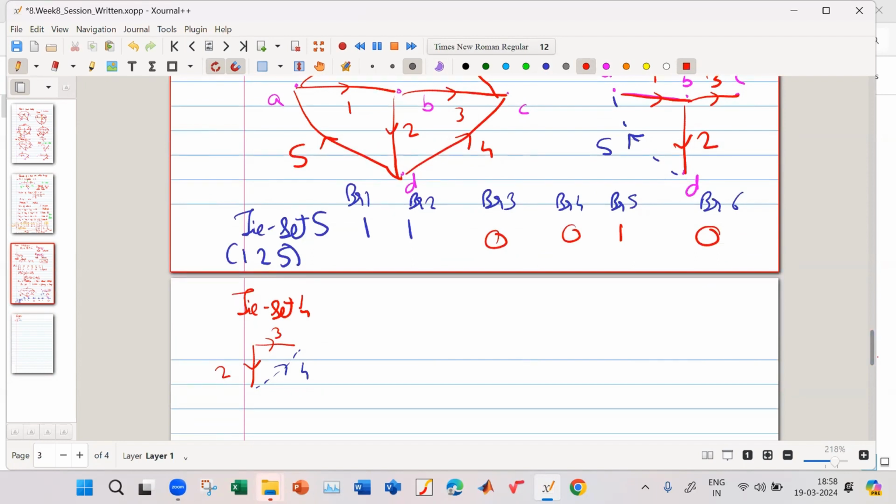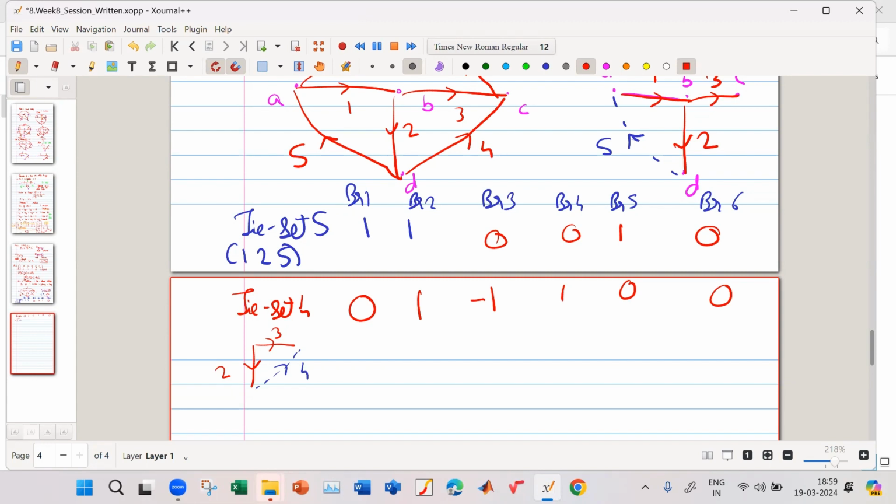Okay, so branch 1 will get what value? 0. Branch 2 will get how much? 1. Perfect. Why? Because in tie set 4, the direction of 2 and 4 is the same direction. So branch 3 will get what? -1. Branch 4 will get what? 1. What will branch 5 and branch 6 get? 0, 0. Right?